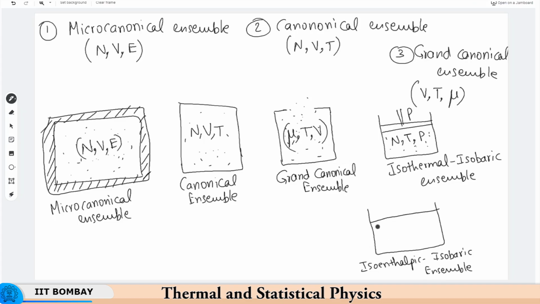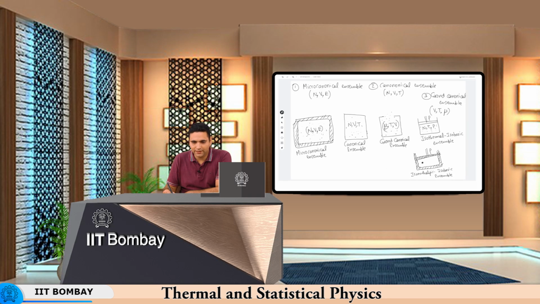Since it is isoenthalpic, we can now insulate this system, and we put a pressure P, such that the number of particles is constant, the particles are not leaking out, and the pressure is constant. Therefore, the enthalpy of this system will remain constant. So, H will remain constant, and this is a typical example of how an isoenthalpic isobaric ensemble looks.